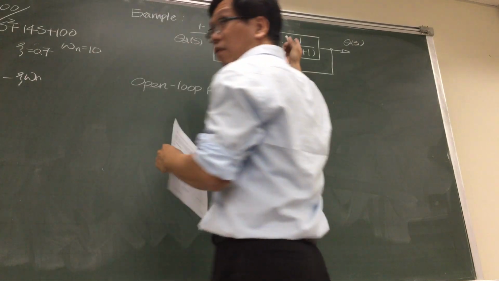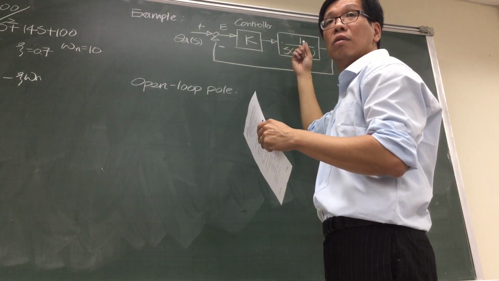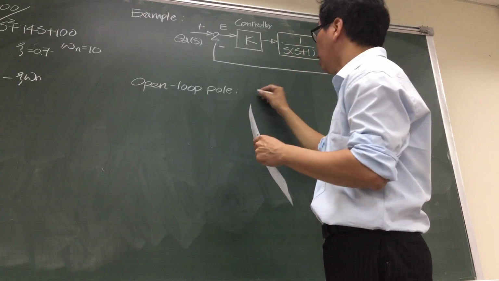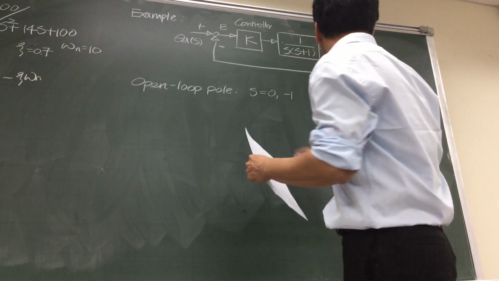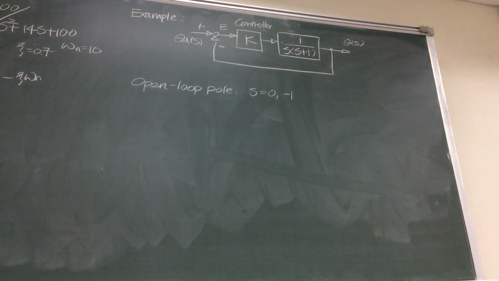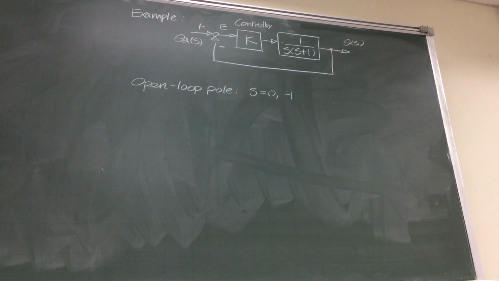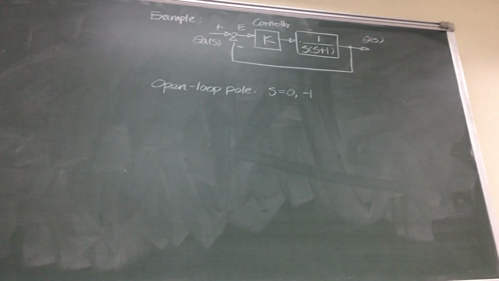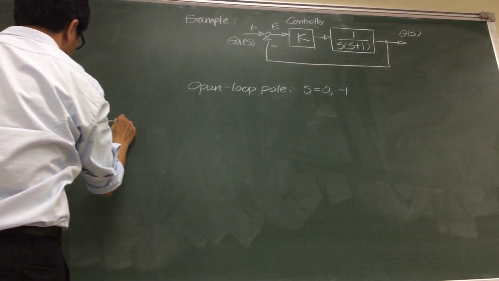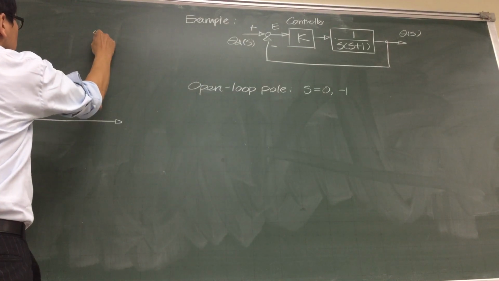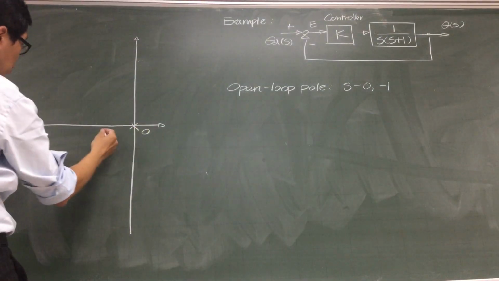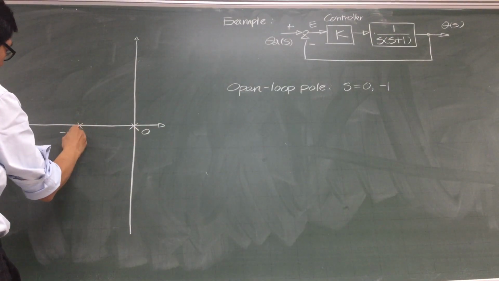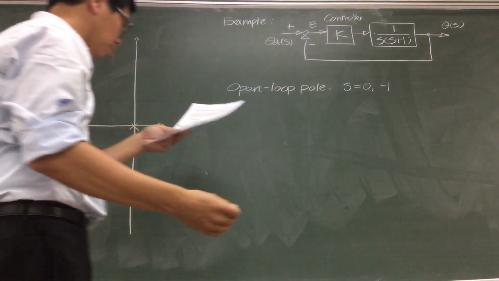How many poles are we talking about for the open loop system? 1 or 2? 2. They are s equals to what? 0 and negative 1, right? I'm going to draw it over here. So I have a pole over here, 0, and the other one over here, negative 1. And that's my open loop.